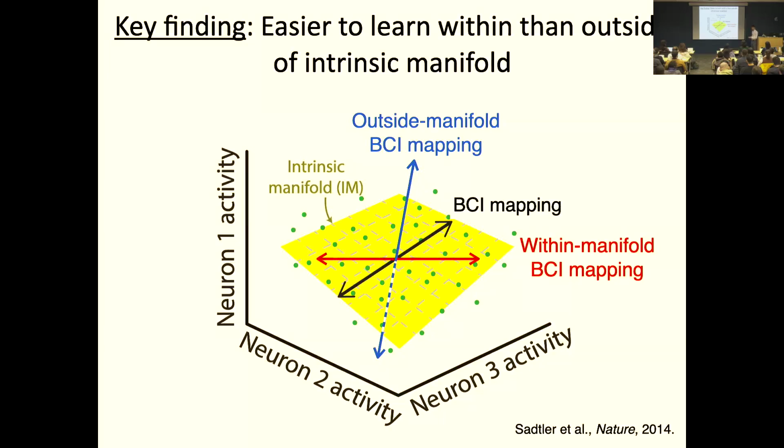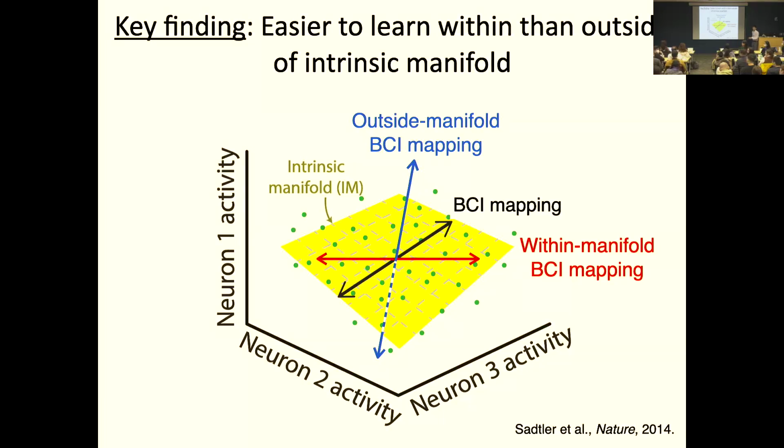The second thing to put on the table is that others had done these types of experiments in the past, where they changed the mapping on the animal. Although they didn't call them outside-manifold mappings, they were of the outside-manifold variety, and they showed that in some cases, animals were able to learn these. So it's not as if these were impossible.